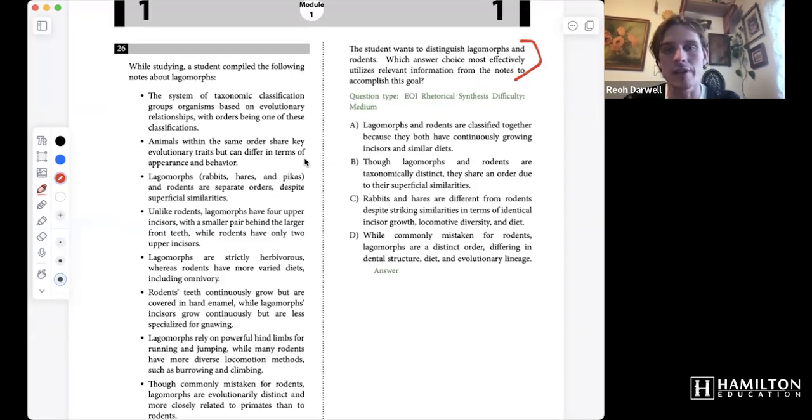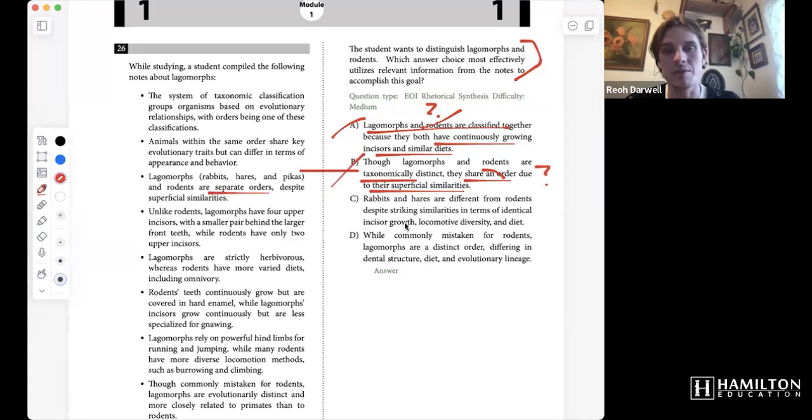All right. So, for example, A, they both do have continuously growing incisors, and they do have similar diets. However, are they classified together? No. Okay. So that's why we can get rid of A. B, though they're taxonomically different, they share an order due to their superficial similarities. So do they have superficial similarities? Yes. Are they taxonomically different? Yes. Do they share an order? No. How do we know that? Well, right here, it says they're separate orders.